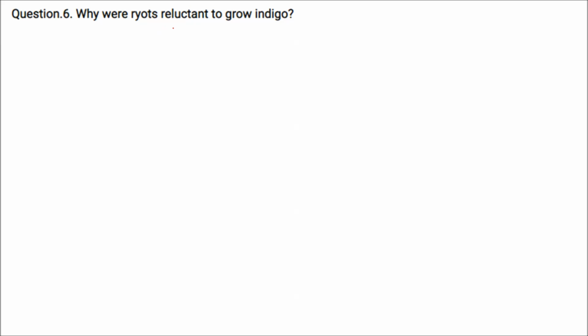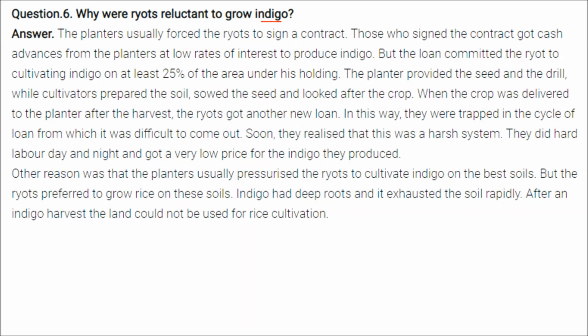Why were ryots reluctant to grow indigo, that is Neel? First of all, the planters usually forced the ryots to sign a contract. Those who signed the contract got cash advances from the planters at lower rates of interest to produce the indigo. But the loan committed the ryot to cultivate indigo on at least 25% of the area under their holding. Now the planter provided the seed and the drill, while cultivators prepared the soil, sowed the seed, and looked after the crop. So when the crop was delivered to the planter after the harvest, the ryots got another new loan. So in this way, they were trapped in the cycle of loan from which it was difficult to come out.